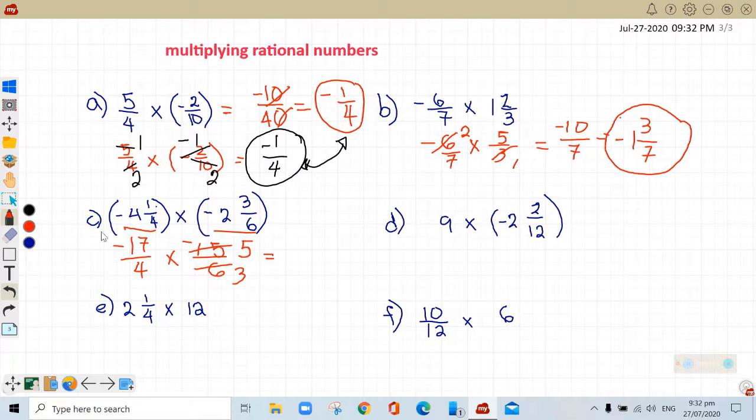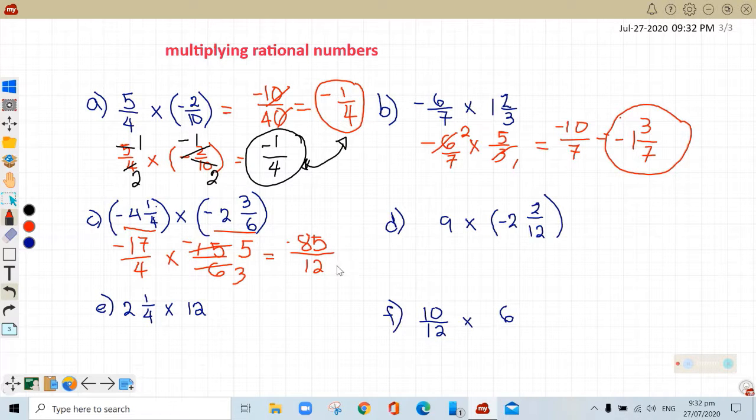Okay, don't forget to write the sign. You have to write the sign always, because we're dealing with rational numbers, so rational numbers also have signs, so it's very important. If the sign is wrong, then everything will be wrong. Now, let's multiply 17 times 5, 5 times 3 is 85. It's negative times a negative, so that will be positive 85 over 4 times 3, which is 12. So that's positive 85 over 12.